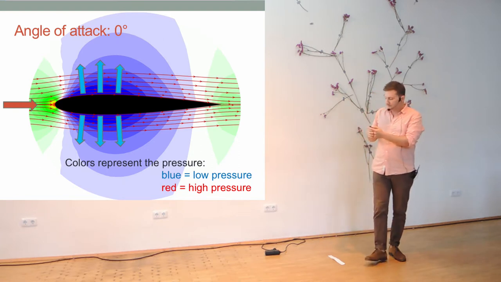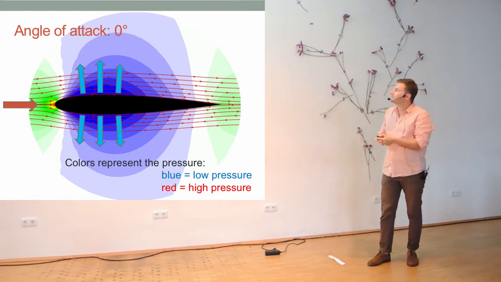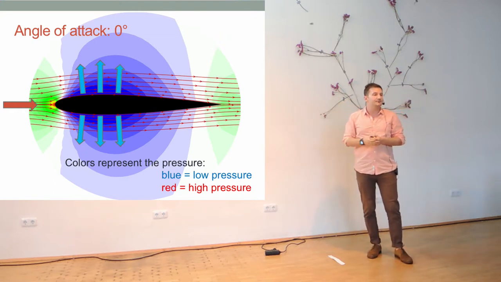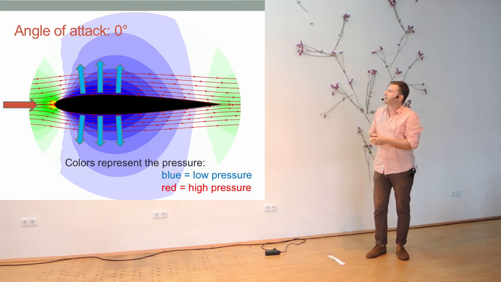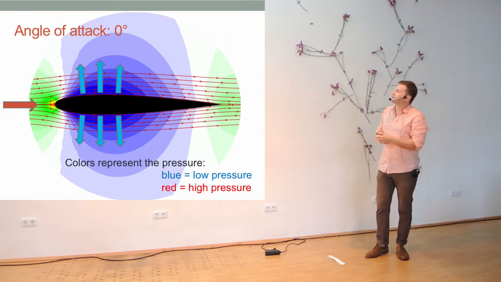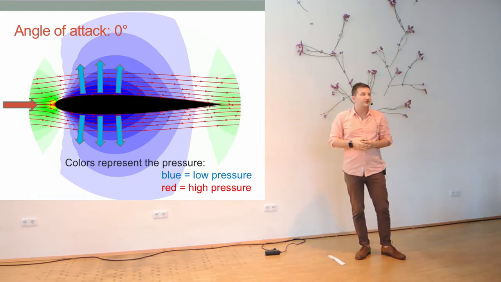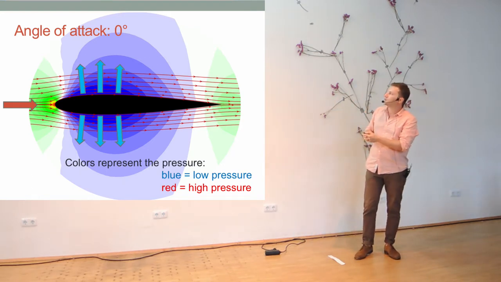As you see, our streamlines are actually curved because they try to follow the airfoil. They're curved here, and because of this curvature, a force appears. These forces act outwards of the airfoil, and they produce these regions of lower pressure on the upper and on the bottom side of the airfoil.